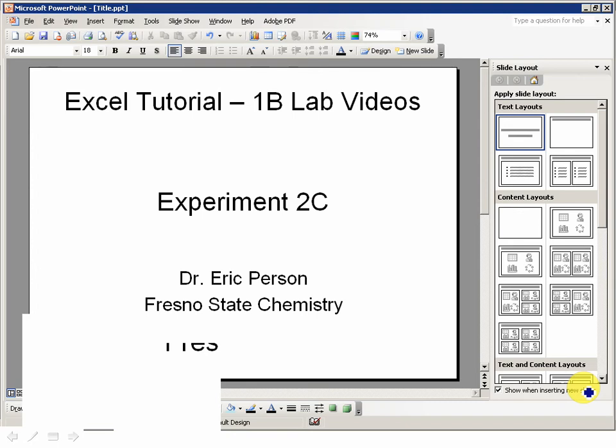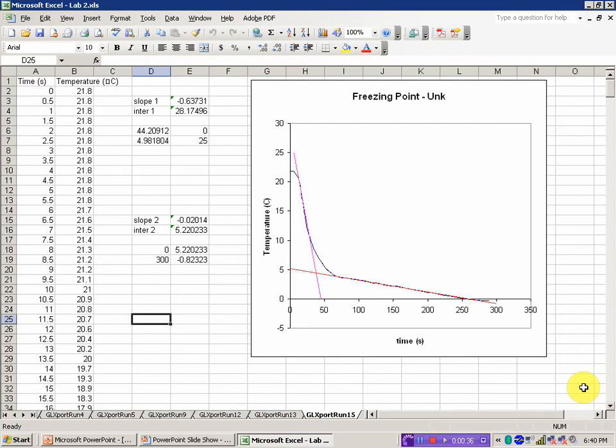Hello, in this Excel tutorial video we'll be working on the third part of Experiment 2's data workup for Chem 1B. In particular, we'll be calculating the freezing point from the two regression lines that we generated in the second video for Experiment 2. If you recall, the last thing we did is make these two lines, and I said that the freezing point is the intersection of those two lines.